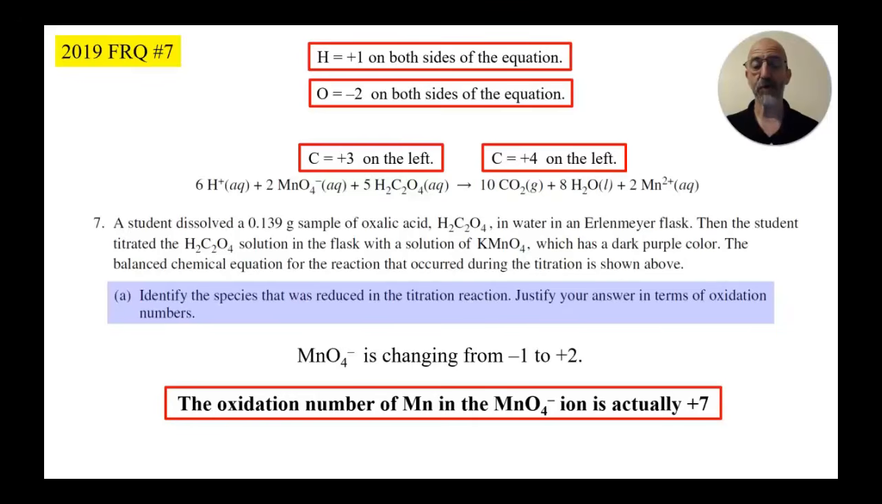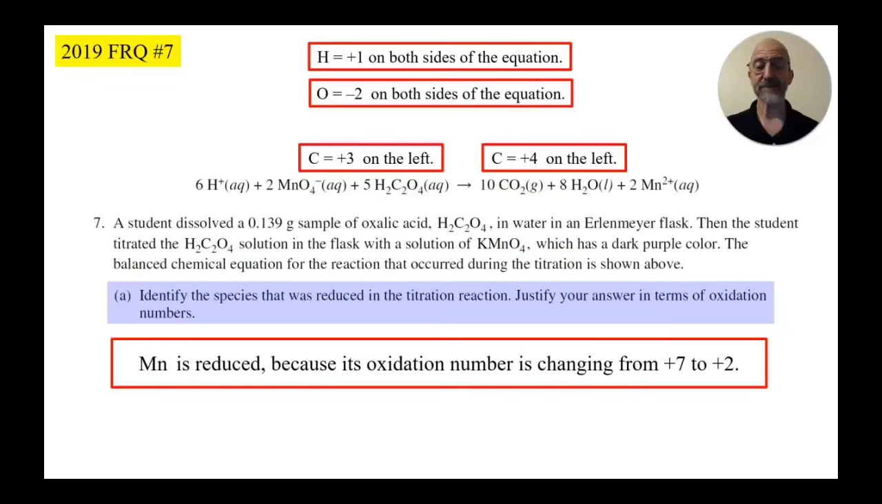So MnO4 has an overall charge of -1. There's 4 oxygens and they're each -2, but that manganese should be +7. So here is the correct answer. The species that is reduced in this equation would be manganese from +7 to +2.